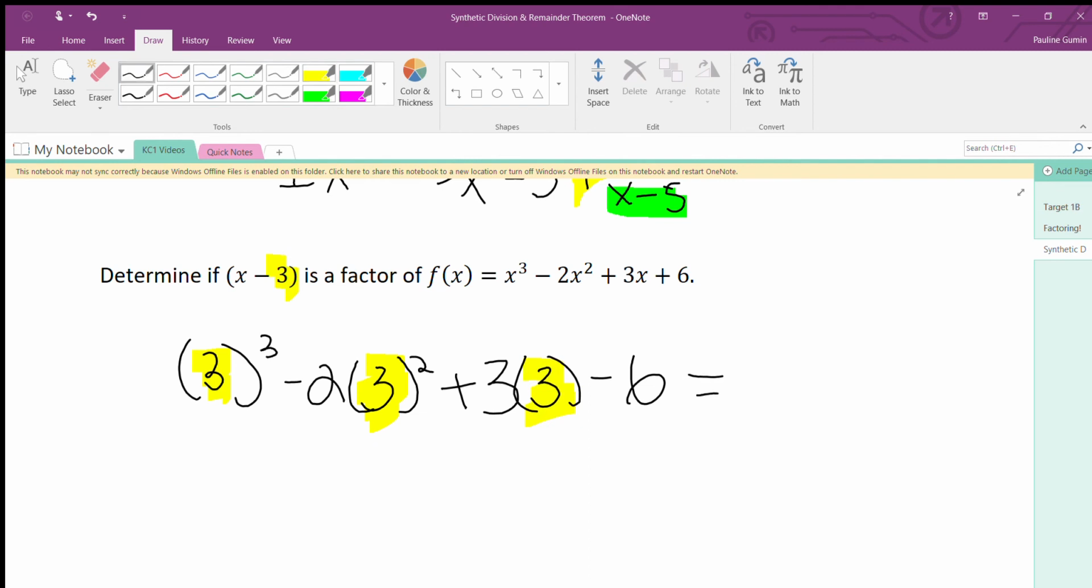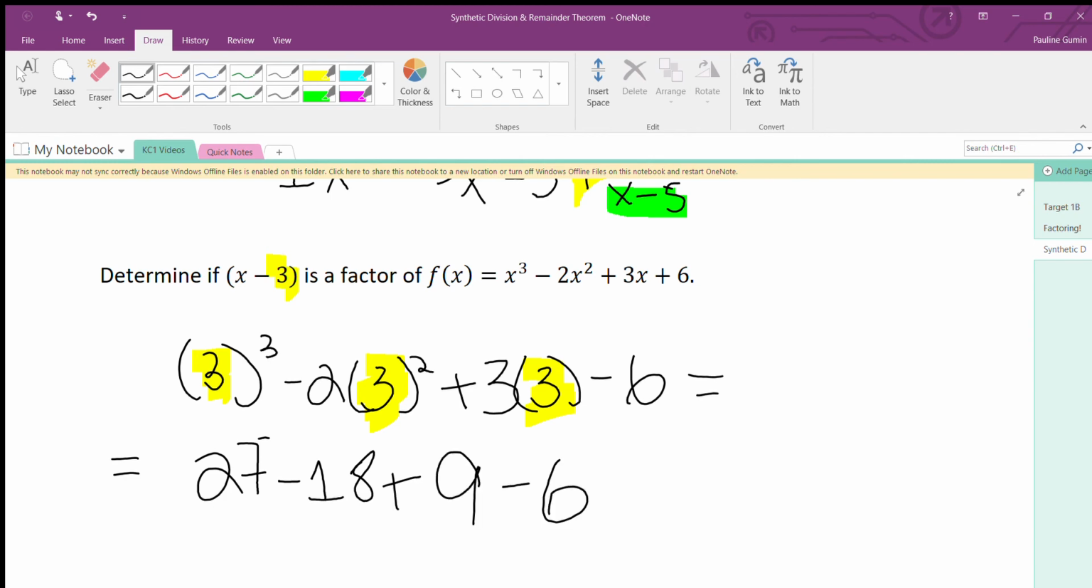Let's simplify a bit more. 3 cubed is 27. Perfect. 3 to the power of 2 is 9. 9 times 2 is 18. Then I have a 9, and then a minus 6. And that all equals 24.